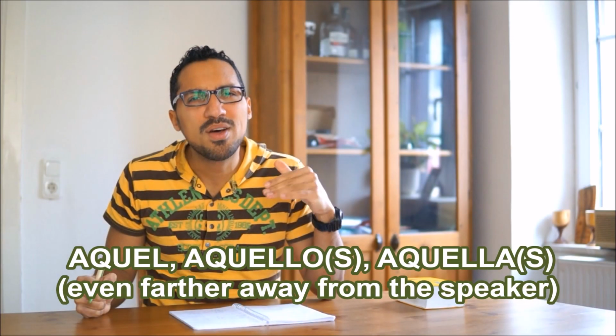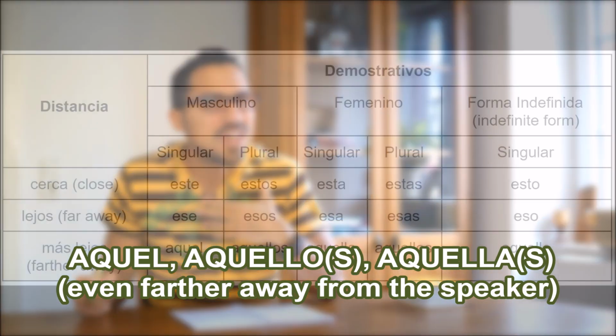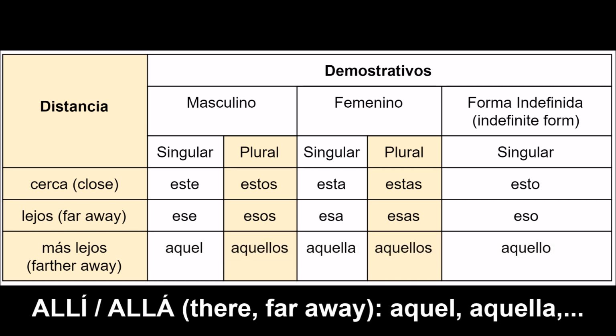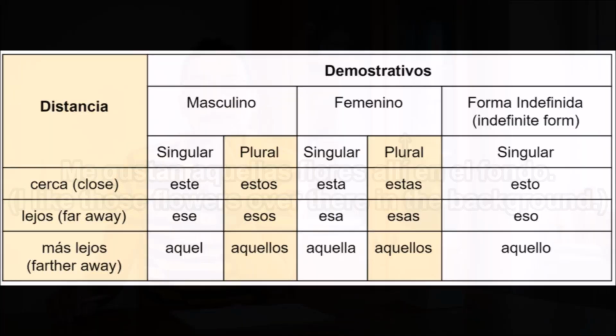Muy bien, and what about aquel, aquella? If something is even further away from the speaker, we use aquel, aquellos, masculine, and aquella, aquellas, feminine. In this case, we usually have to compare different things, which also have different distances from the speaker. And with these demonstrative pronouns, we could always use the adverb of place allí, allá, there, far away.